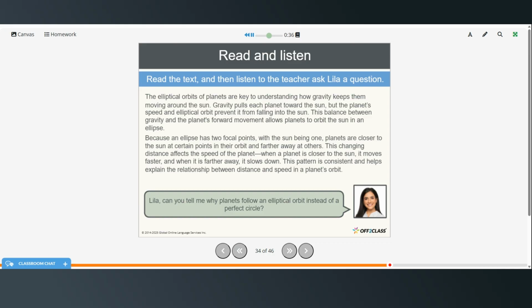This changing distance affects the speed of the planet. When a planet is closer to the sun, it moves faster, and when it is farther away, it slows down. This pattern is consistent and helps explain the relationship between distance and speed in a planet's orbit.